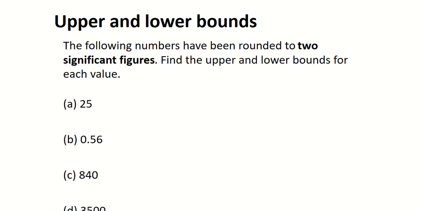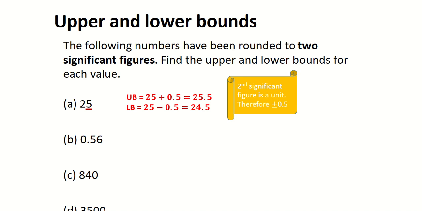Okay, then the following numbers have been rounded to 2 significant figures. The trick is very easy if you understand it. You look at the position of your second significant figure. With the first one, my second significant figure is a unit. 5 is a unit, so it's a 1. So what's half of 1? 0.5. So I add 0.5, I take away 0.5.